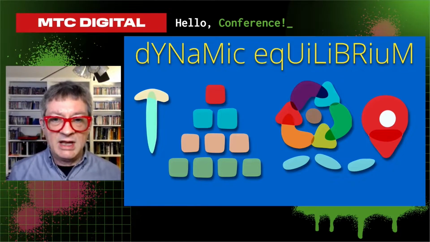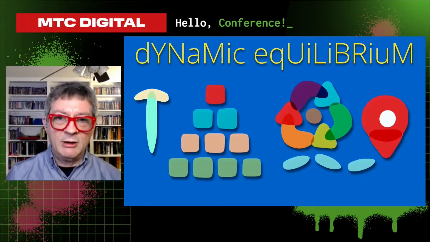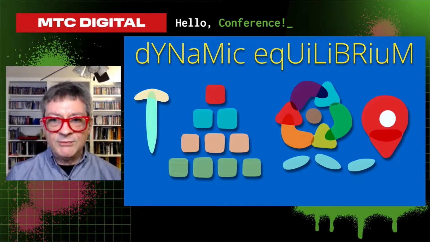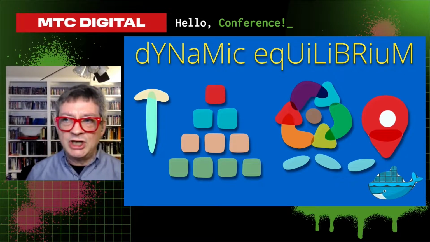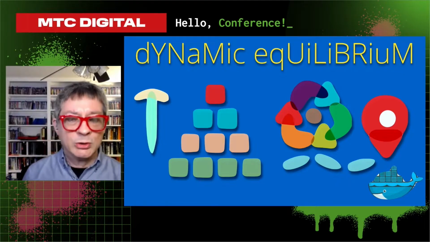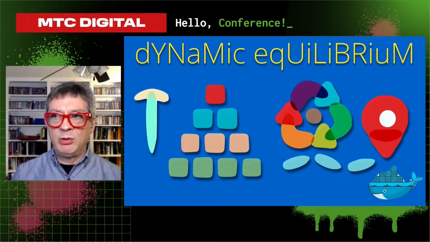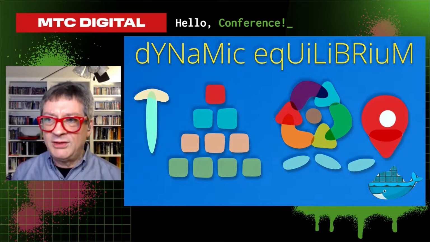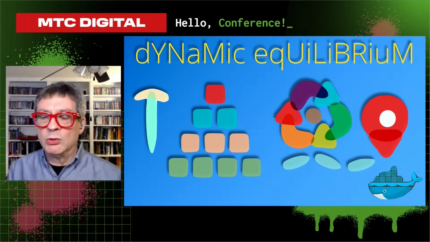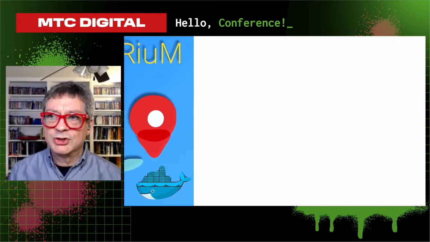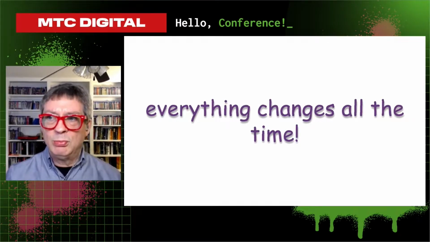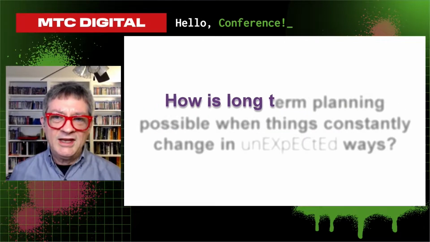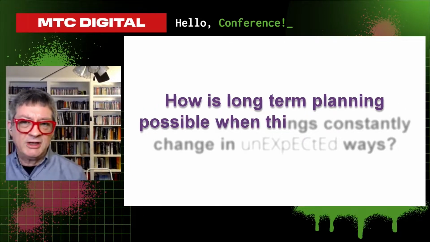The cloud is a great example of that. Another great example of that is when Docker showed up in our ecosystem a few years ago. Even if you're not using Docker yet, as soon as it appeared in our ecosystem, it made fundamental changes to the way that we think about our software. And this is a big problem in the software architecture world because everything changes all the time in our world. And this is a real problem for some roles in software architecture because how is long-term planning possible when things constantly change in unexpected ways?